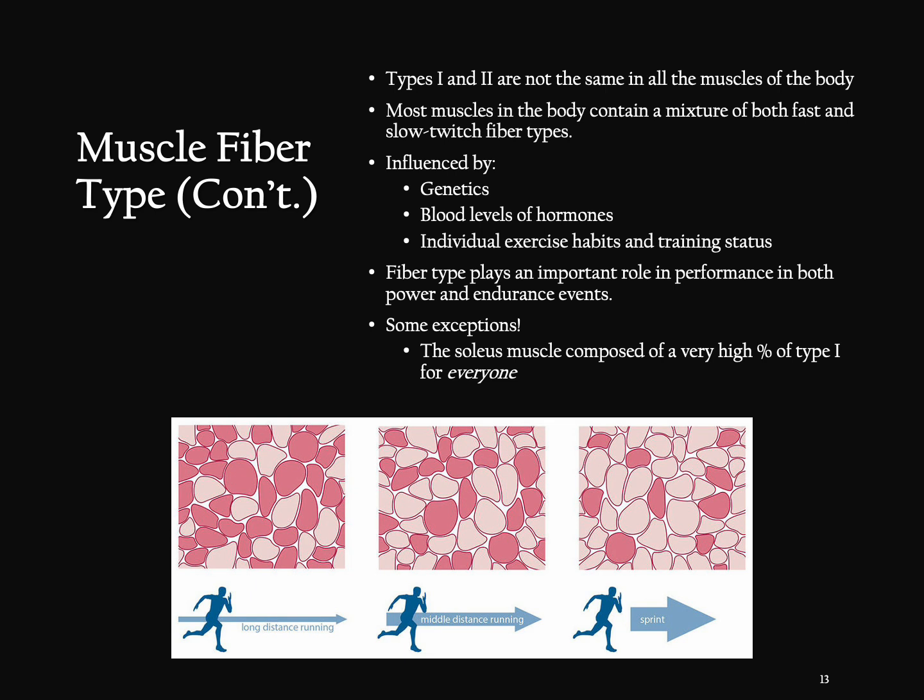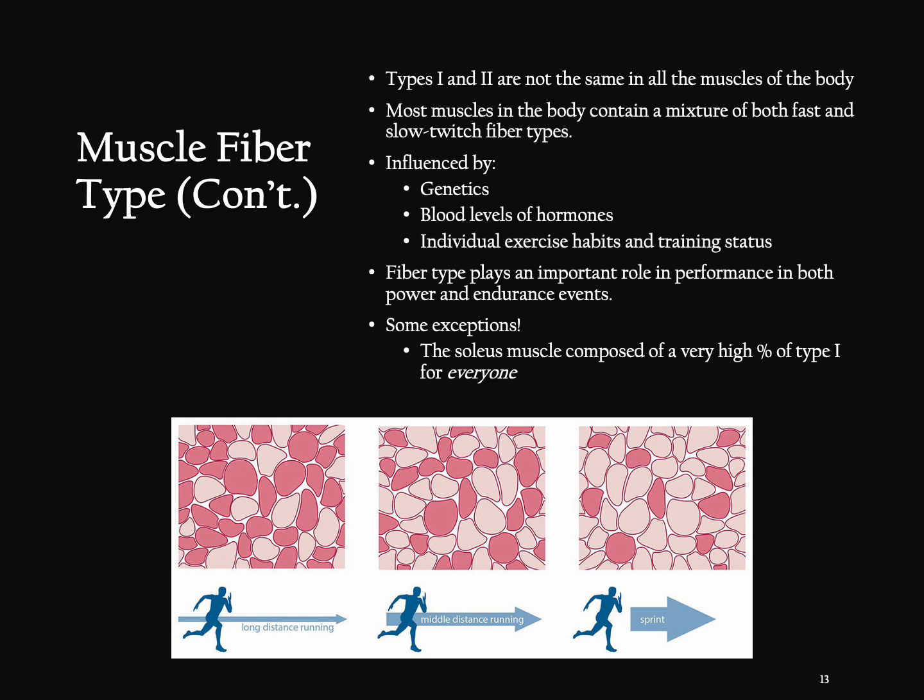So fiber type plays an important role in performance in both power and endurance events, right? For instance, if we are looking to run a marathon, type 1 fibers are going to be primarily the recruited muscle. Whereas if we are at a power event, such as weightlifting, where we're doing the clean and jerk or snatch, type 2 fibers are going to be highly recruited, as we are going to need maximal strength and power output to complete these tasks.